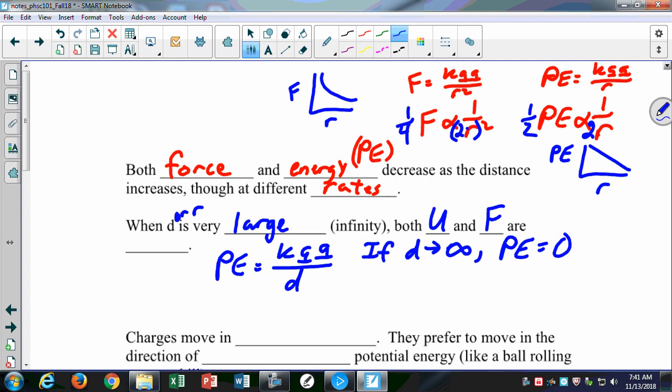And that's true also for the force. If I make my denominator big, then the potential energy or the force becomes zero. So both U and F are very small. They basically go to zero.